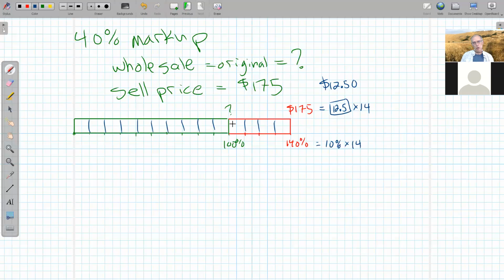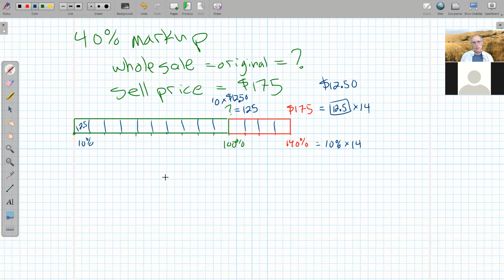And how many of those chunks make up the 100%? Well, there's 10 of them. So this right here should be 10 times that 12.50, or $125, because each of these is worth 12.5 or 10%. All right? So we can use the picture to kind of look at how many chunks there are and think about how to split them up. You can always check with the proportion.